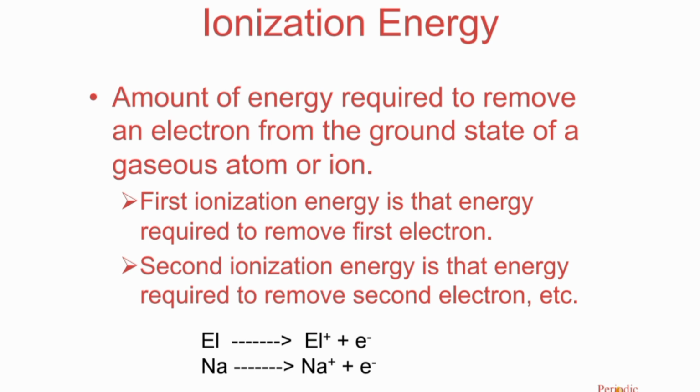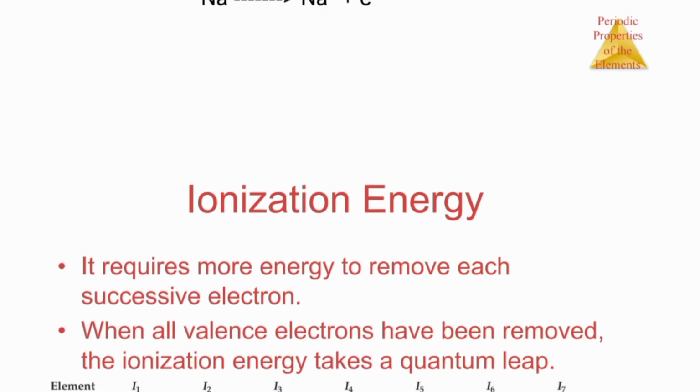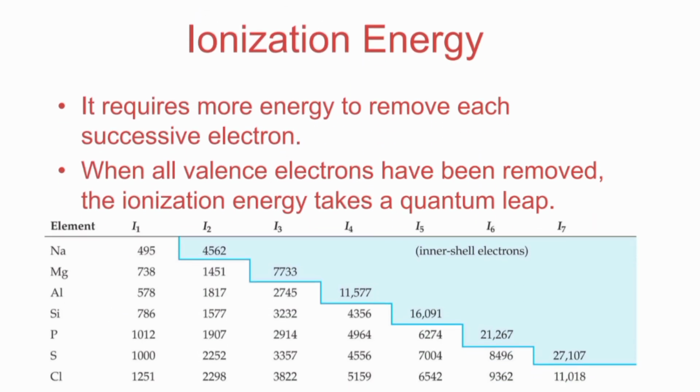Ionization energy is directly proportional to nuclear attraction. You can see here an electron is removed from a sodium atom in the gaseous state. It requires more energy to remove each successive electron. When we remove one electron from an atom, it uses some energy, but the energy increases with removing each electron.